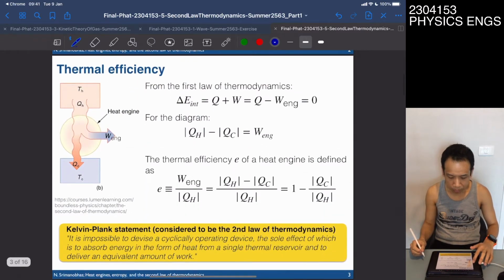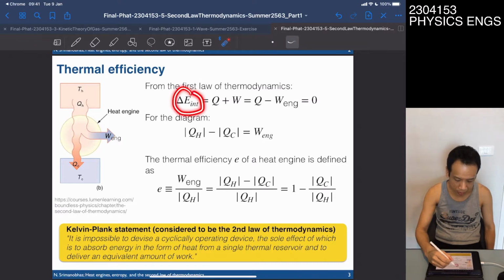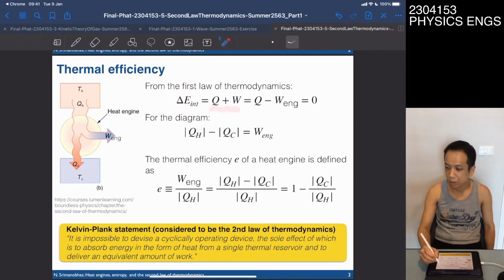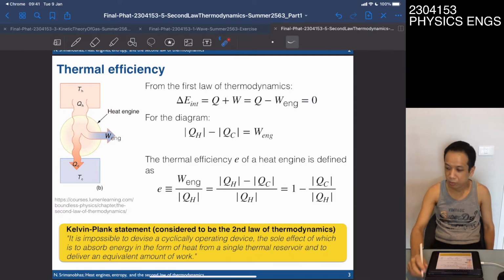So from the first law of thermodynamics, the change in internal energy is Q plus W. Here W, in our earlier meaning, is the work done on the gas. However, in this chapter we're talking about the work done by the engine, so we replace W, the work done on the gas, with minus W engine, and it equals 0 because it's a cyclic process.